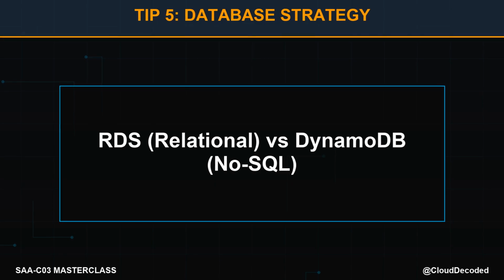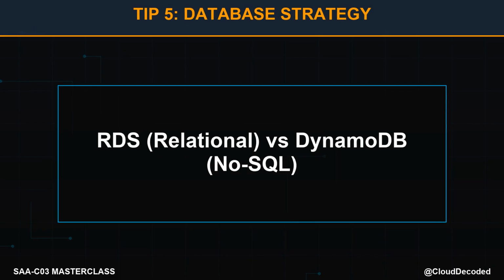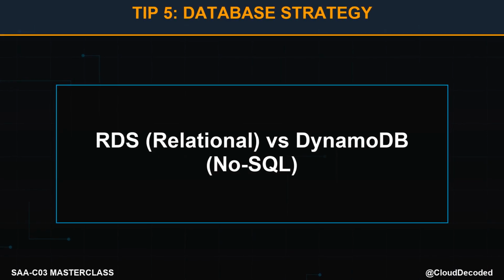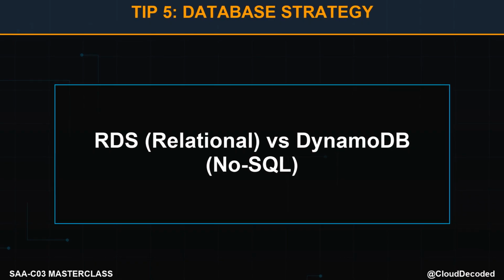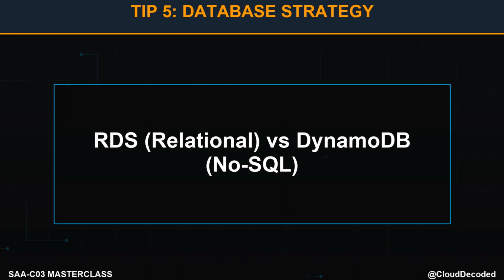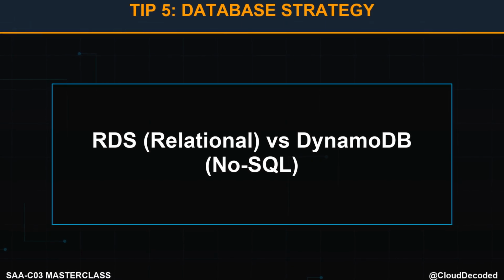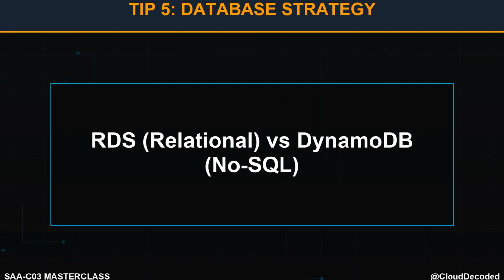But if the requirement is for a NoSQL database with millisecond latency and massive scale like a gaming leaderboard or session state, DynamoDB is the king. DynamoDB is serverless and scales automatically. Remember, RDS is for relational and DynamoDB is for key-value or NoSQL requirements.